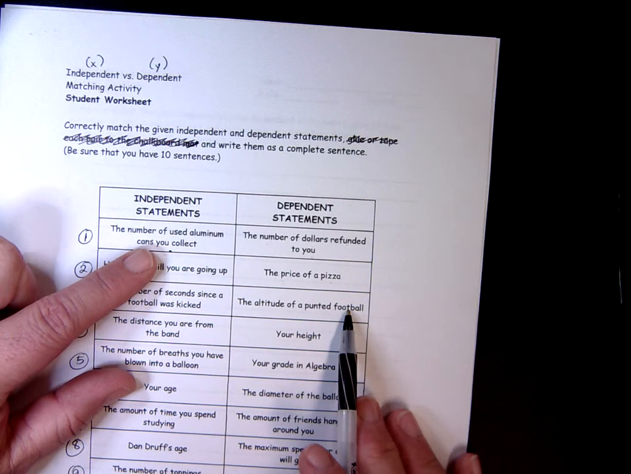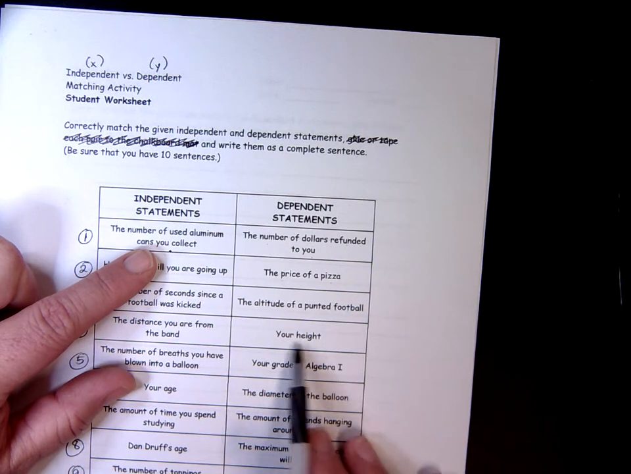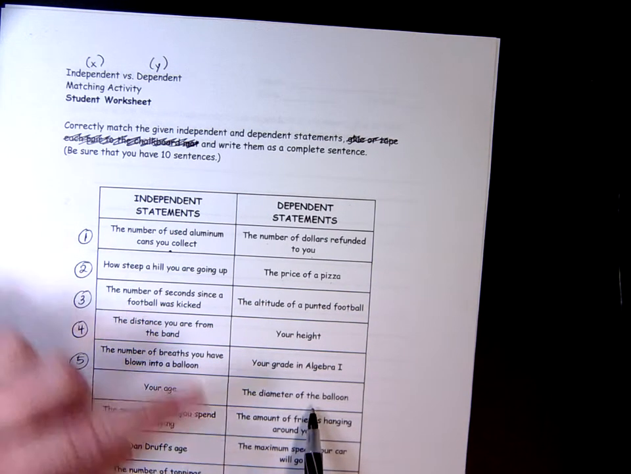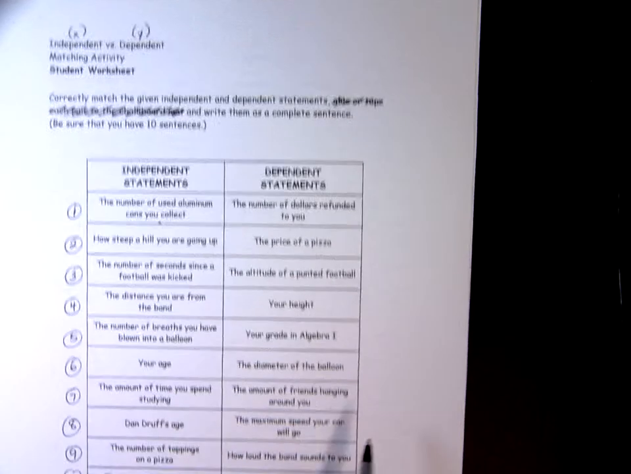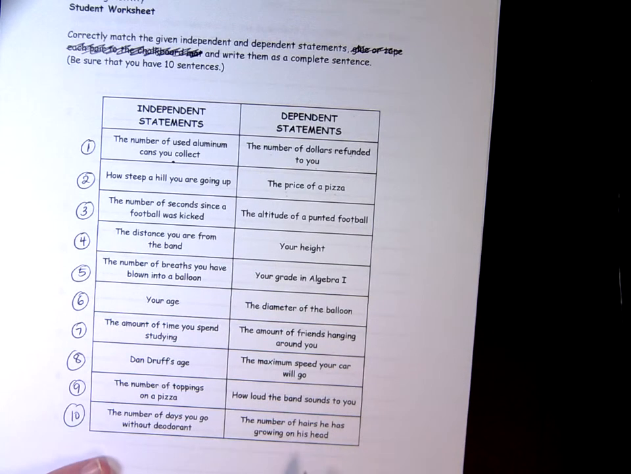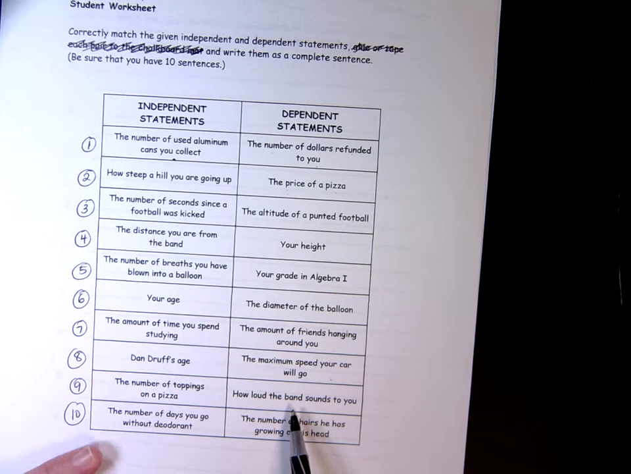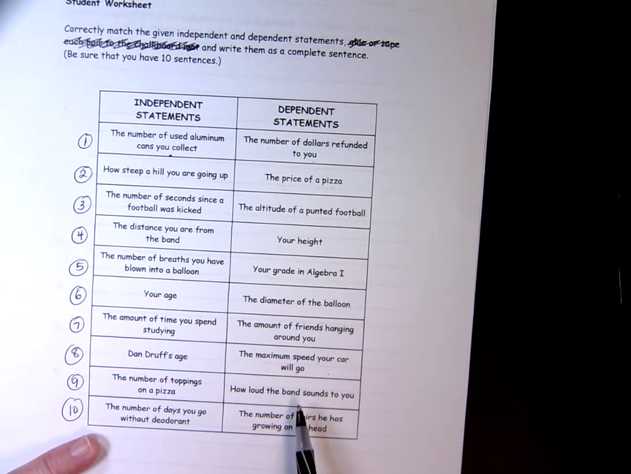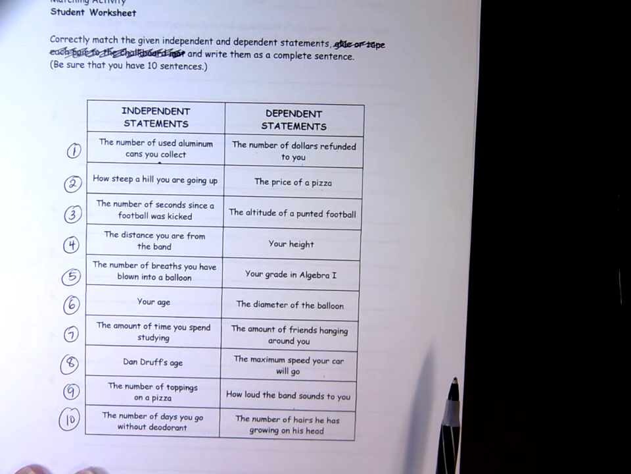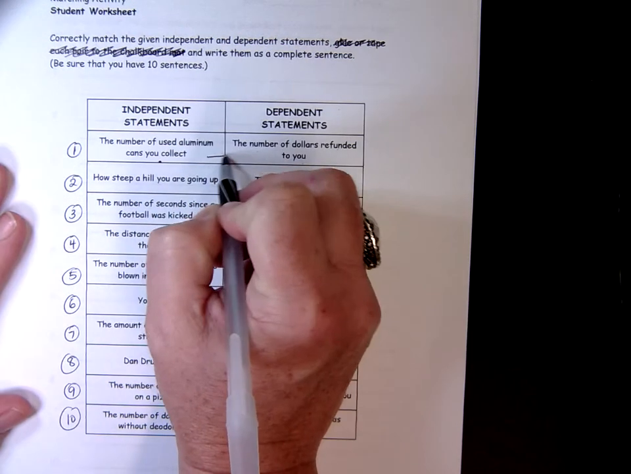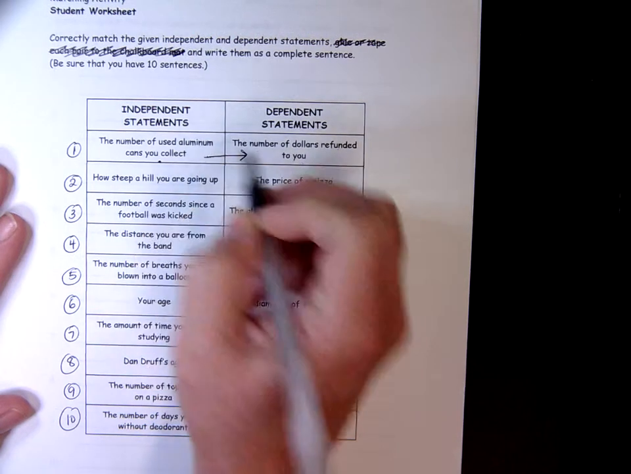No. Altitude of a punted football? No. Your height? Grade in Algebra 1? Diameter of a balloon? Hanging out at a friend's house, or amount of friends hanging around you? Maximum speed of your car? How loud the band sounds to you? And the number of hairs growing on his head. So the only one that could possibly go with, and if you think about collecting aluminum cans, you kind of cash them in for money. So these two are going to go together. So I'm just going to draw an arrow to this one.